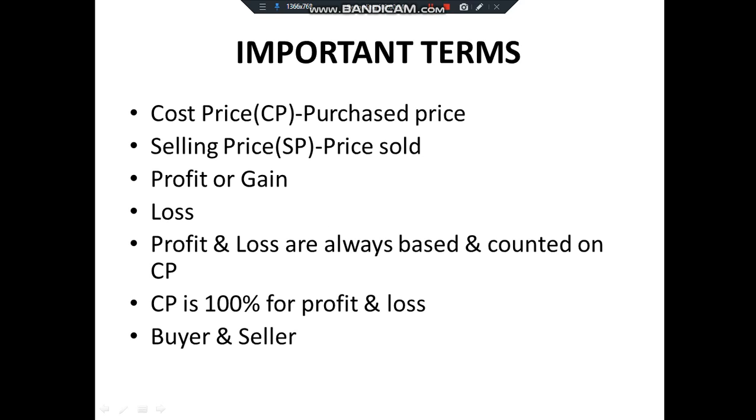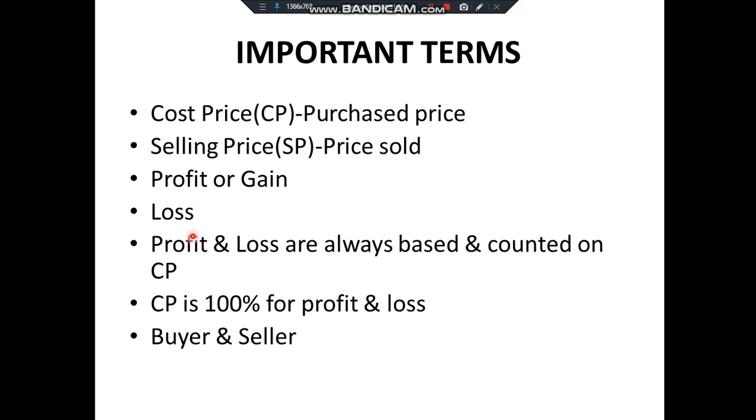Then profit or gain. The term profit or gain is used when the selling price is greater than the cost price. That is, we are getting an apple for rupees 15 and selling it for rupees 20, which means we are getting 5 rupees profit, okay, or gain. Loss is when we are getting it for 15 rupees and selling it for 10 rupees, then there is a loss, right? 5 rupees loss. So that is profit and loss.